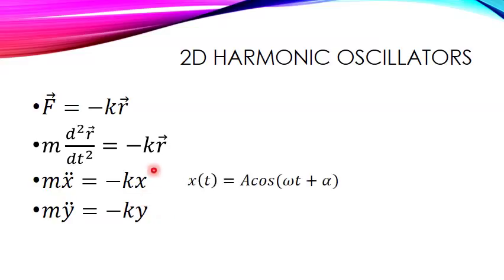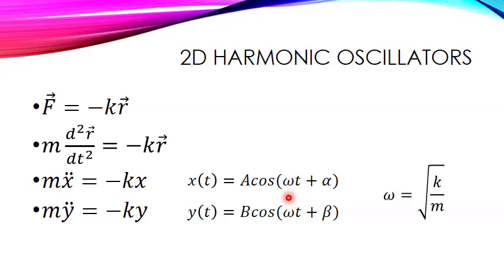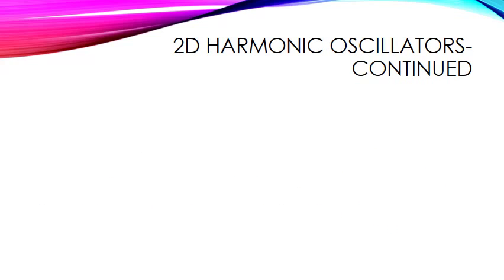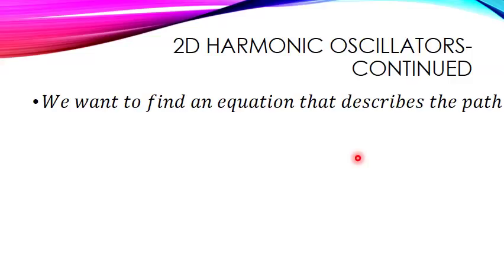So our solution to this equation is this, where omega is the angular frequency or natural frequency of the system, A is the amplitude, and alpha is the phase angle. And then for y, we get a similar equation, except we have a different amplitude and a different phase angle, and we could have the same natural frequency. In this case, we're only going to be talking about natural frequencies that are equivalent, so it's an isotropic oscillator. So we can find that frequency by taking the square root of k over m, and the idea is we want to describe the path of this mass as it moves in 2 dimensions.